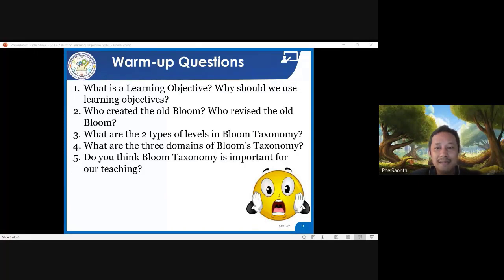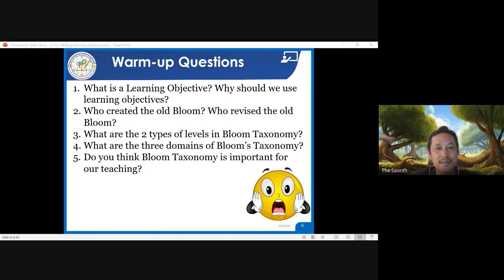About the others, have you got any ideas about the definition of learning objective? What we expect to learn, right? Okay, one more, right? Thank you for your answer. You are right. So learning objective is what we expect the learners to learn from the lesson, right? Okay, so why should we use a learning objective before instruction?